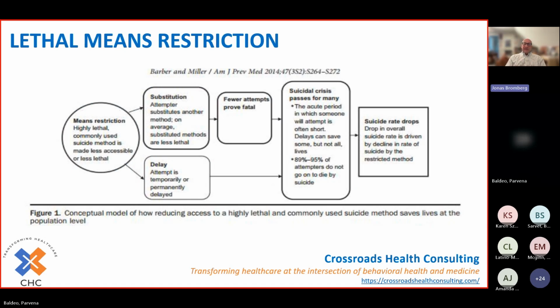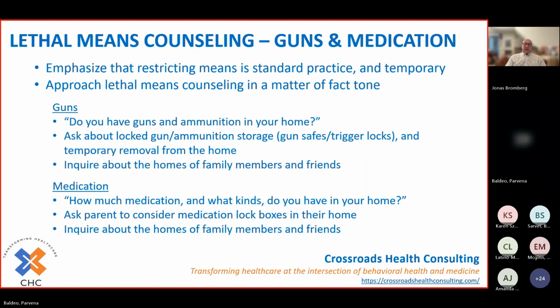Again, not an eye test, but this is something you can look at closer on your own time. But really, when we move to help families restrict lethal means, we know that this dramatically decreases completed suicides. Next. And we're going to talk about two particular areas of lethal means that we want to attend to. There are other lethal means other than guns and medication, but these are ones that we're going to emphasize here today.